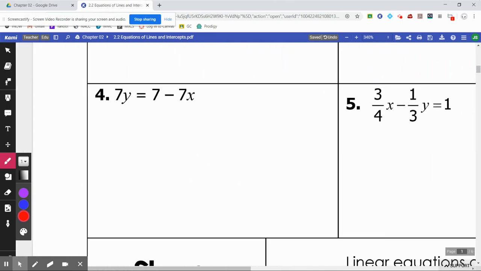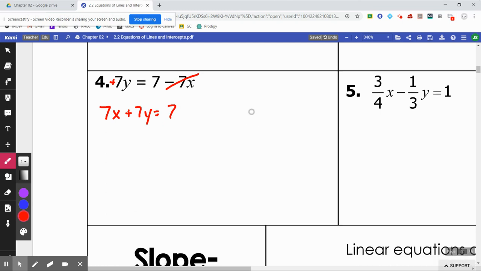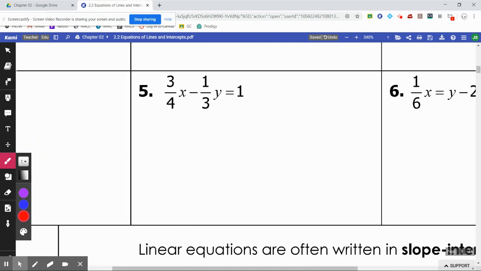Number 4. We want our x stuff over there with our y stuff, so minus 7x becomes positive 7x. The 7y stays positive as well. We see that this is reducible, so dividing everything by 7 gives me x plus y equals 1. Final answer. Number 5, we don't like these fractions. Let's do something to get rid of fractions. Here's how you do it.